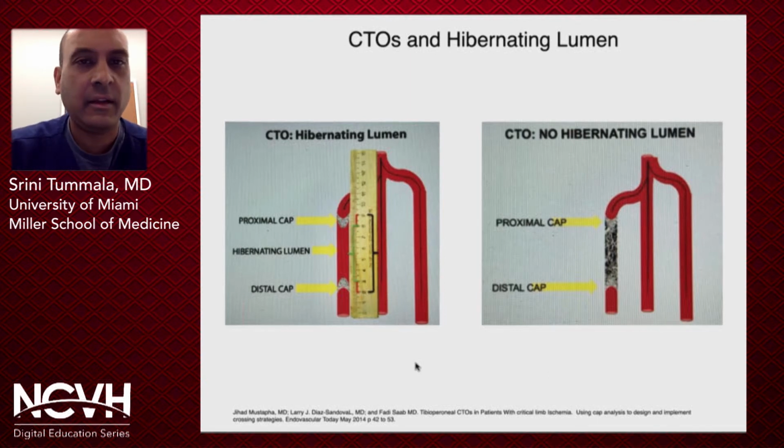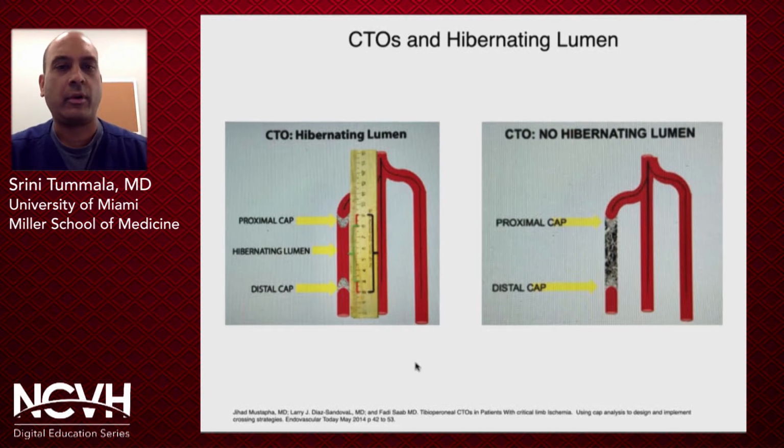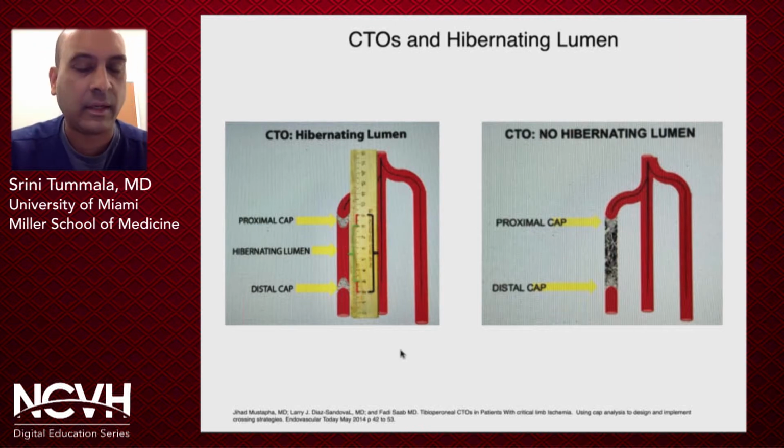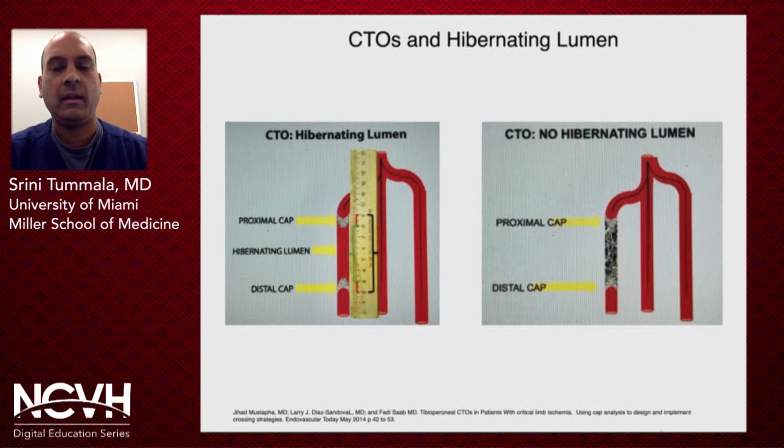The concept of CTOs and hibernating lumen is very important. Remember, when you have a CTO, it's typically described by a proximal cap and a distal cap. If it has a hibernating lumen, meaning it's angiographically occult, you do an angiogram, you might see this occlusion, you might see this reconstitution point, but you see nothing in between. The channel is there, it's open, but it's just angiographically not seen. It may be filled with debris or thrombus or chronic fibrotic debris, but it is open.